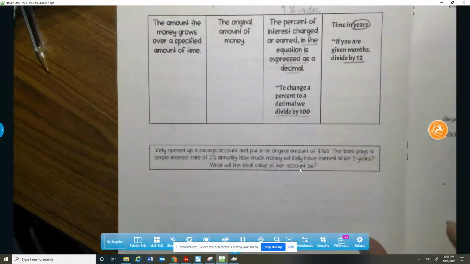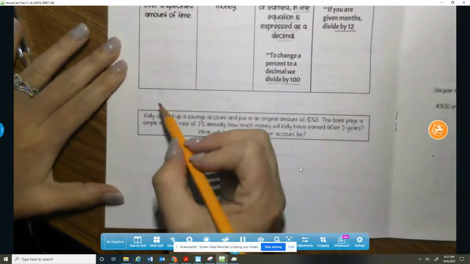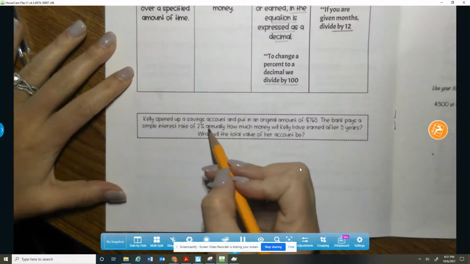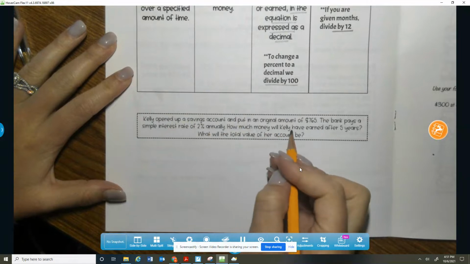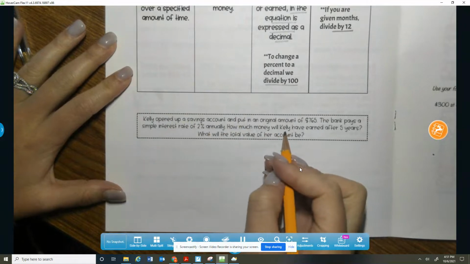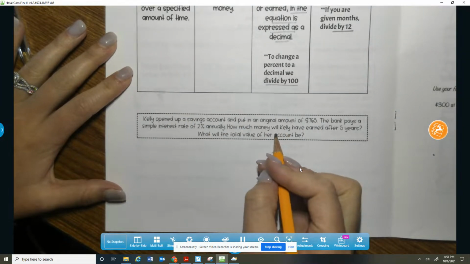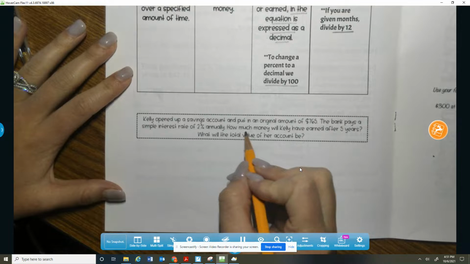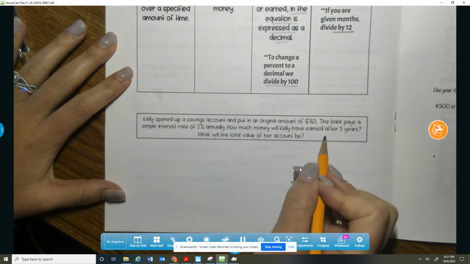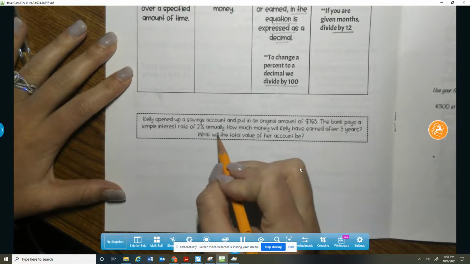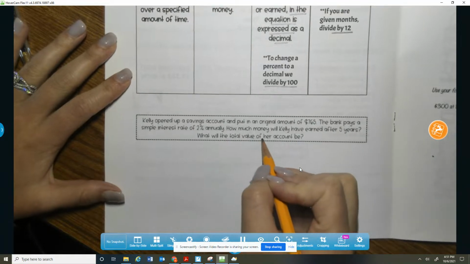All right, so we're going to go ahead and do a practice problem together. Actually, we'll do a few together. This first one says Kelly opened up a savings account and put in an original amount of $765. The bank pays a simple interest rate of 2% annually. How much money will Kelly have earned after 5 years? And also, what will the total value of her account be?